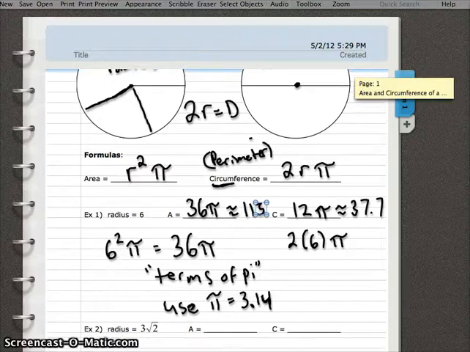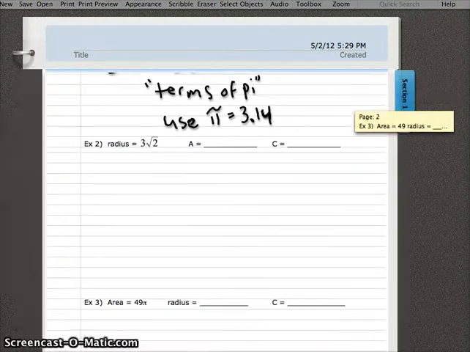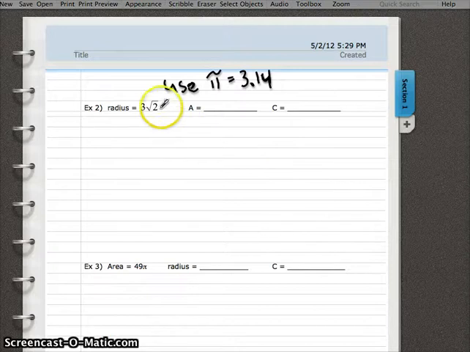Let's do another one. A little trickier radius value here, an irrational value. Again, to find the area, just square this number. So let's practice squaring something that looks like that.